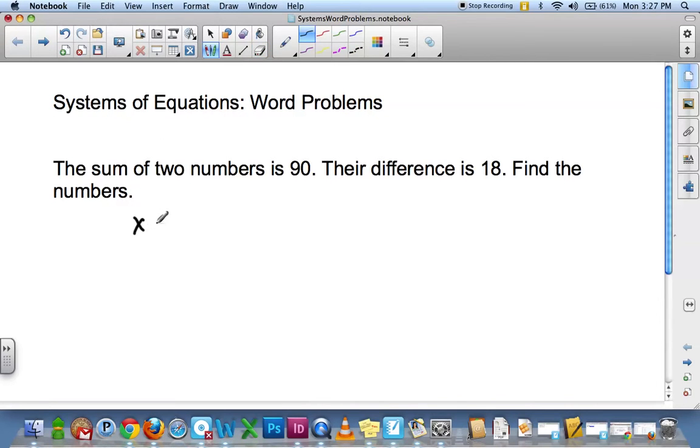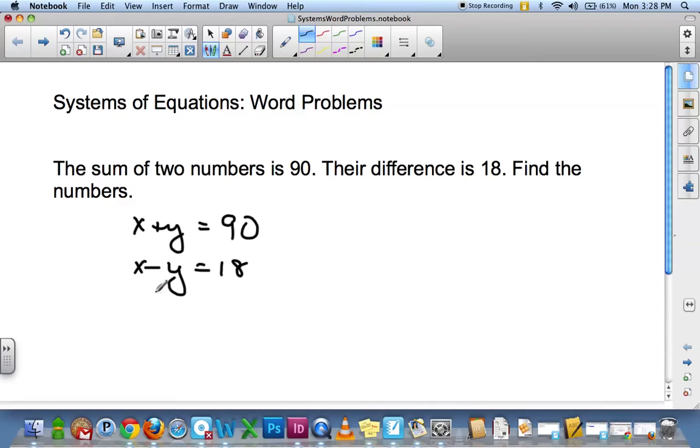So I've got x plus y equals 90. So that's my first statement. So the sum of 2 numbers, x and y, are equal to 90. I'm then going to write the difference is equal to 18. So now I know that difference is subtraction, so just go back to clarify the second equation.